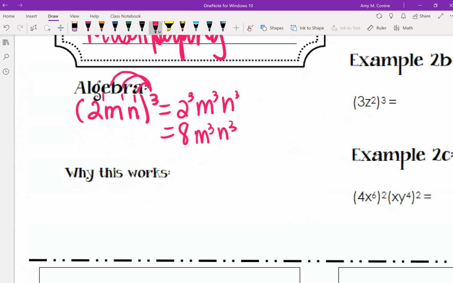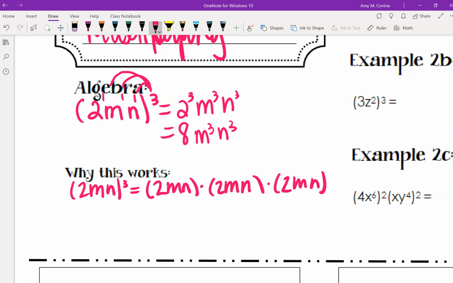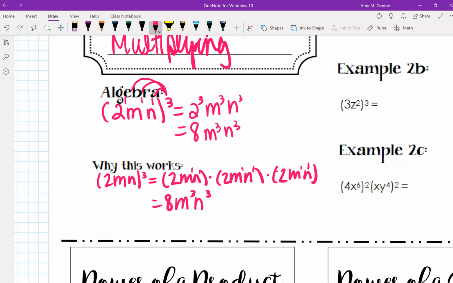So why this works is, as you talked about before in the prior videos, you can write this in expanded form. If you have a cube, that means you're multiplying something by itself 3 times. So that's essentially what we have here. I wrote 2mn 3 times. So I have 2 times 2 times 2, which is 8. I have m to the first times m to the first times m to the first, 1 plus 1 plus 1 gives me 3. Same thing with n. 1 plus 1 plus 1 gives me 3. So instead of having to write it expanded, you're simply doing a shortcut by distributing the exponent inside.